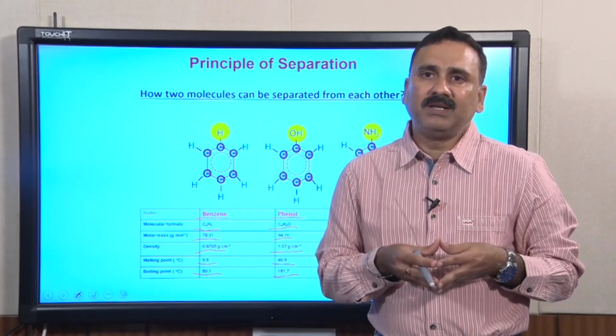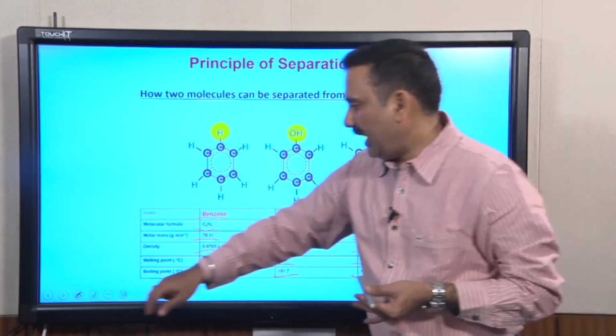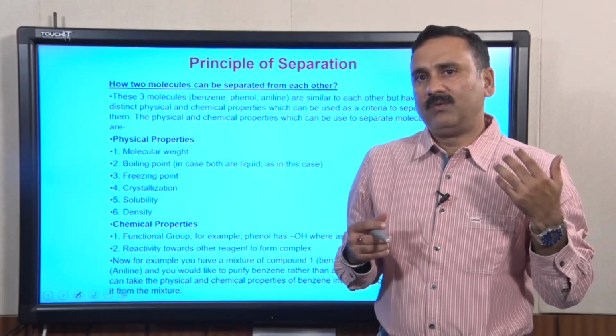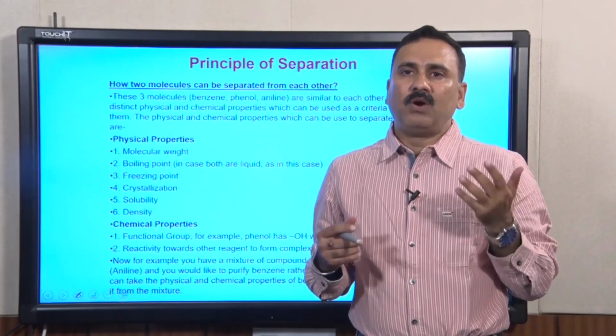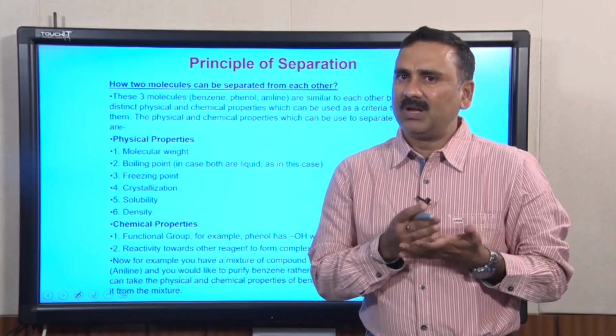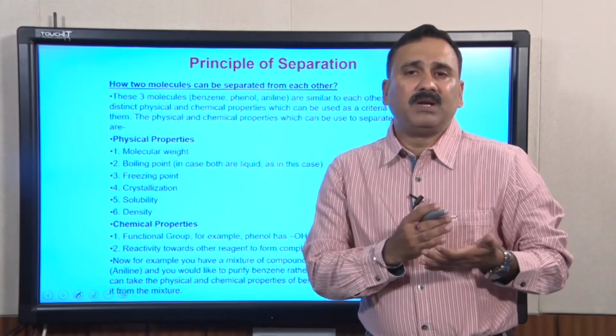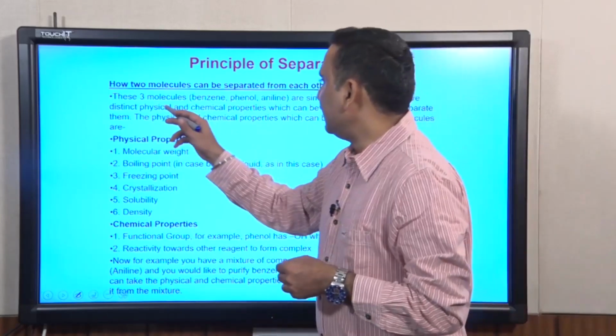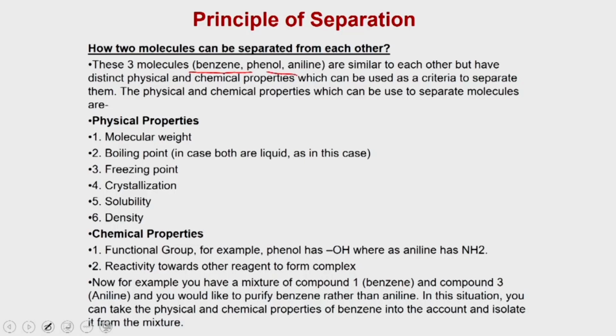This is actually the basis of how to separate molecules. If you would like to separate molecules, you have to know their physical properties, chemical properties, as well as biological properties, as long as we are talking about proteins as well. We have taken an example of 3 molecules, benzene, phenol and aniline, and they look very similar to each other, but they have distinct physical and chemical properties which could be used as criteria to separate them.